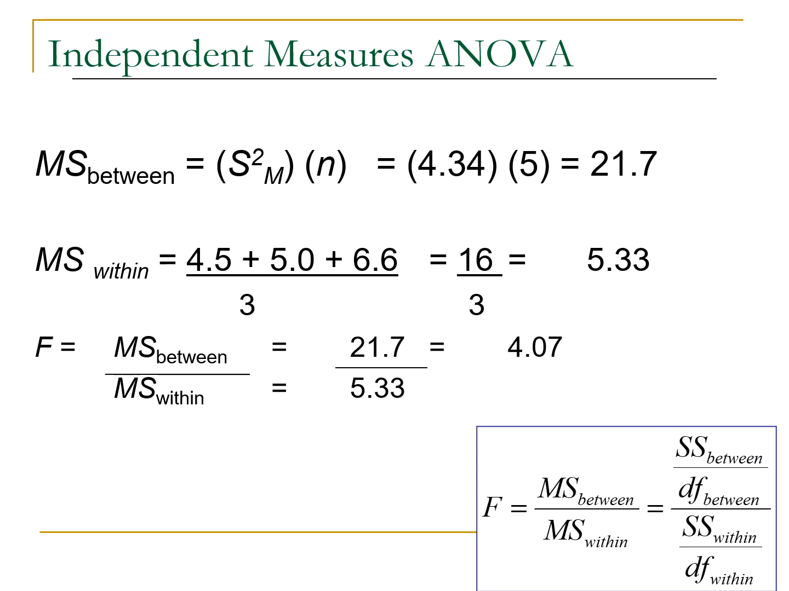So at this point, we now have the top and bottom of our equation. Our MS between is 21.7. Our MS within is 5.33. So 21.7 divided by 5.33 equals 4.07. That is our F. We have a calculated F for this particular sample of data.